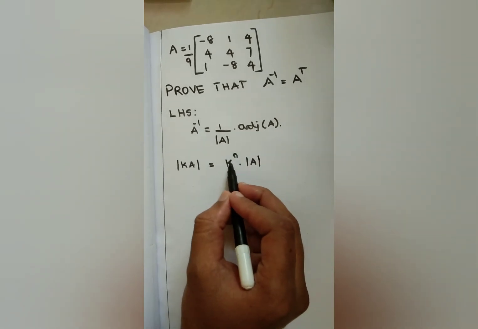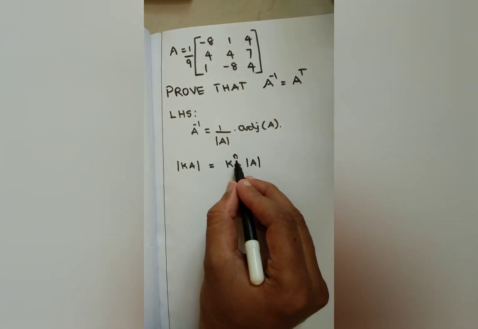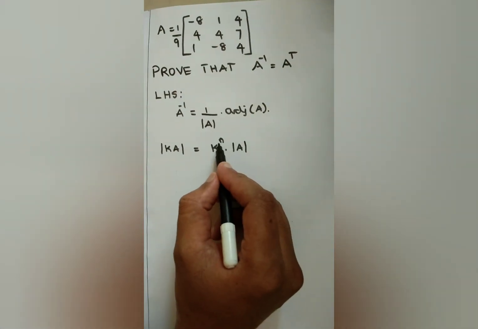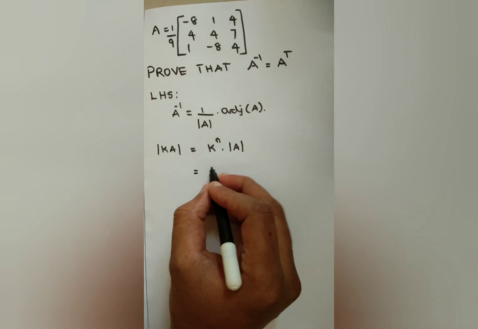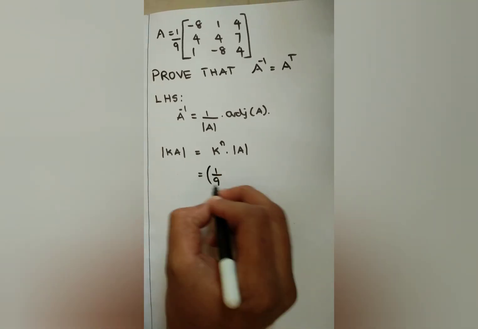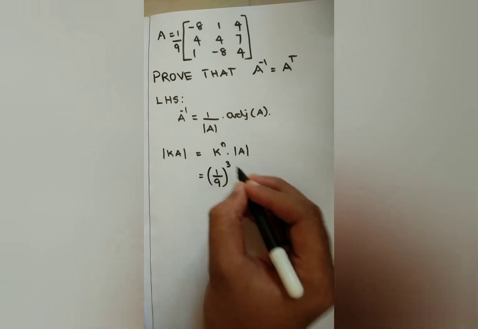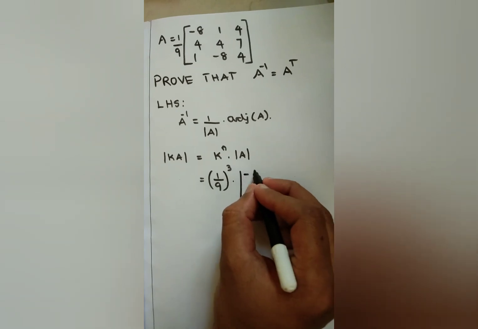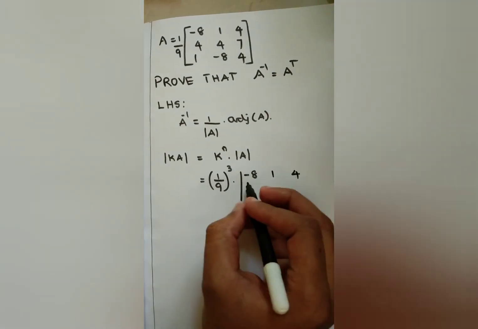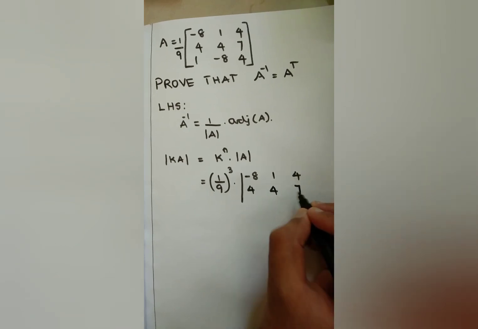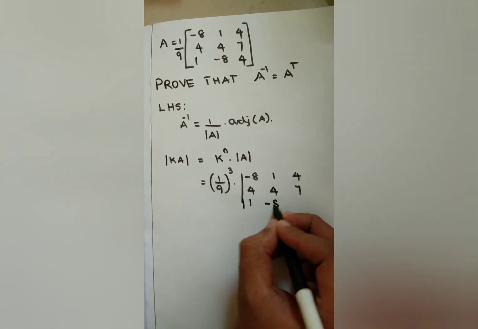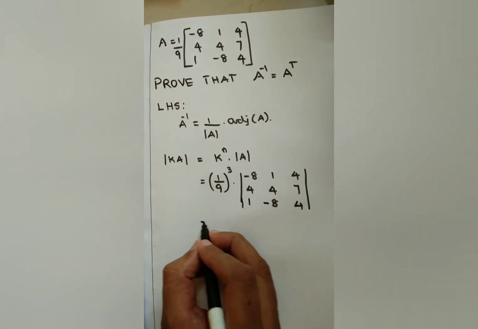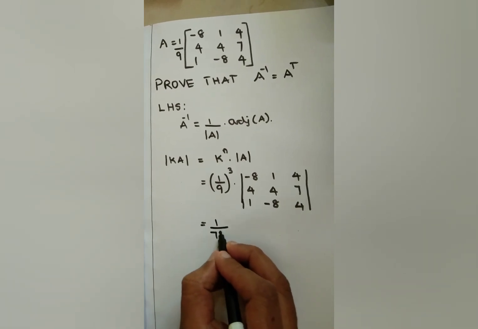My k is a scalar, that is 1 by 9. n is nothing but the order of a matrix. Here I had taken 3 by 3 matrix. So my n is 3. Substitute in the property: 1 by 9 power n is 3 into determinant of A. My A is the matrix minus 8, 1, 4, 4, 4, 7, 1, minus 8, 4. 1 by 9 the whole cube is 1 by 729.